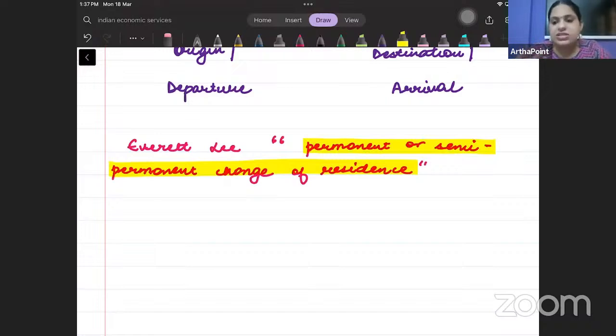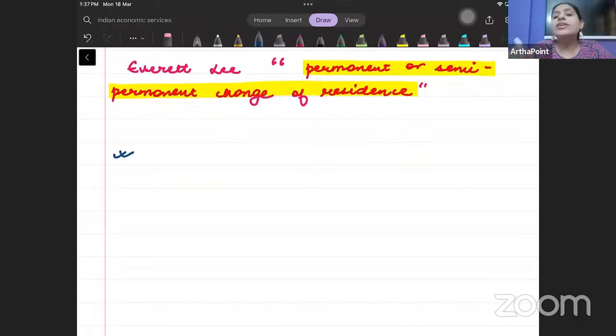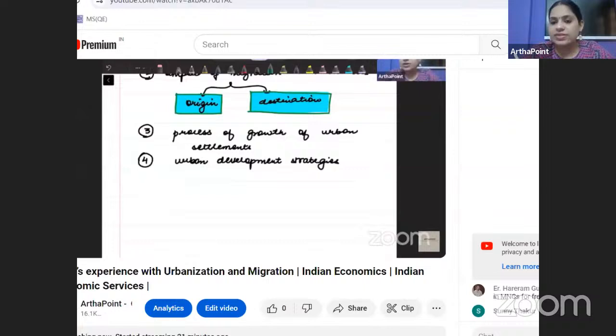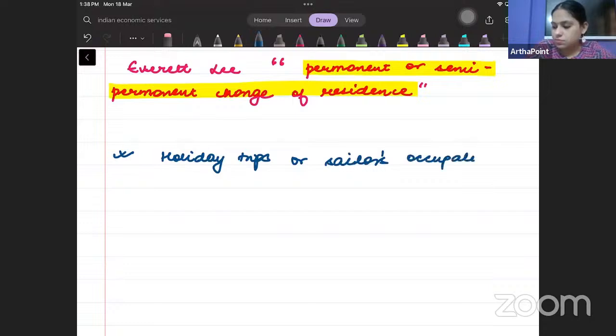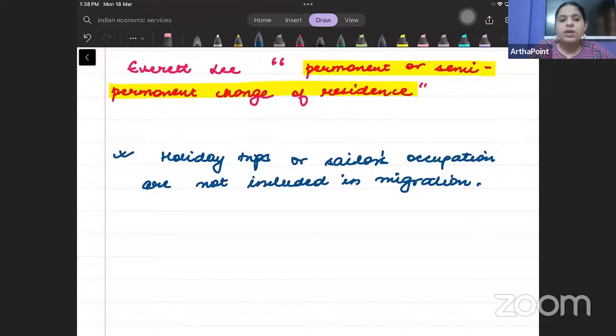Now, different studies have been done on migration, and different people have called migration as different things. But just remember that when you do a holiday trip, right? जैसे for example, if I say कि अच्छा ठीक है, एक महीने के लिए I am on a Europe trip, then that will not be part of migration. उसको हम migration नहीं बोलेंगे. That won't be called as migration. So holiday trips or sailor's occupation are not included in migration. They are not migration per se. उनको हम migration नहीं बोलते. So I hope this part is absolutely clear to you.